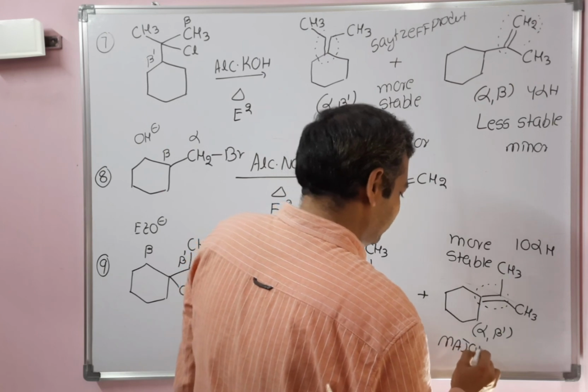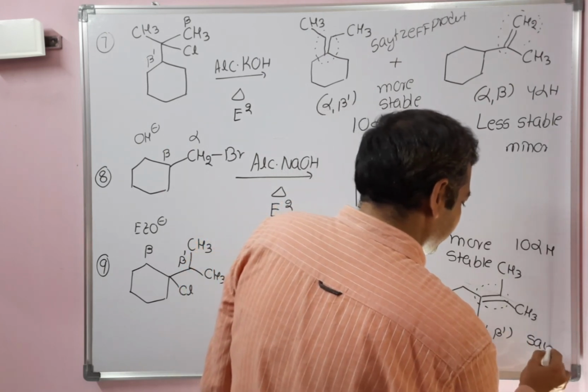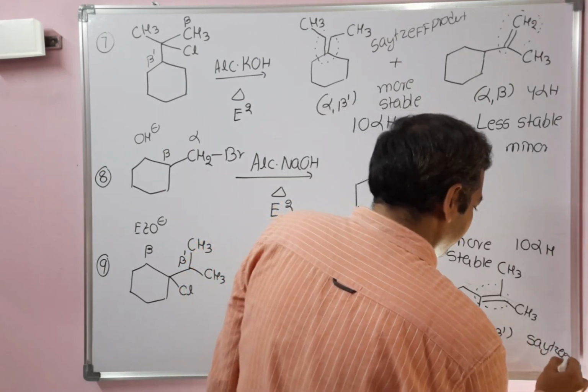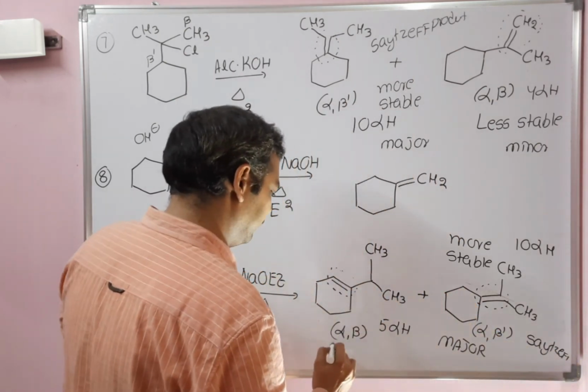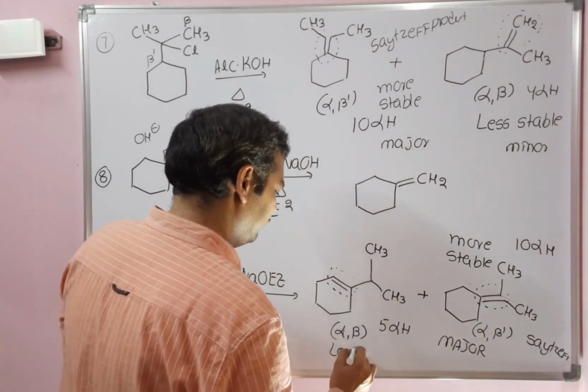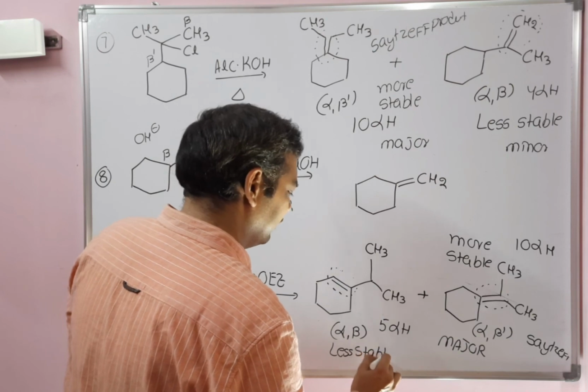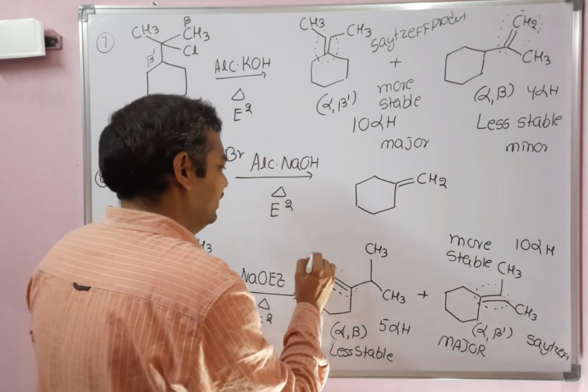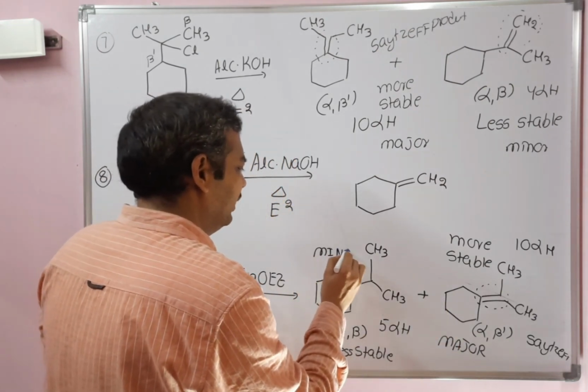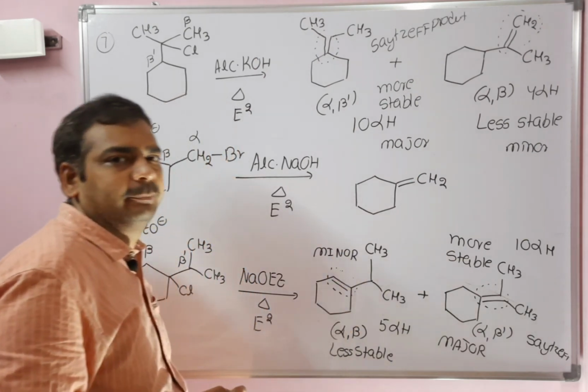So major product means it's the Zaitsev product. Whereas here, this is a less stable compound, since it has fewer alpha hydrogens when compared to the other product. Definitely this is a minor compound. Minor means Hofmann product. Okay.